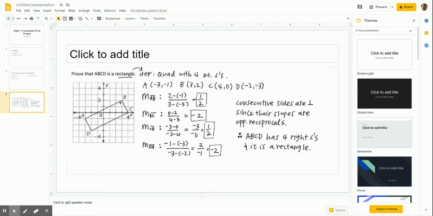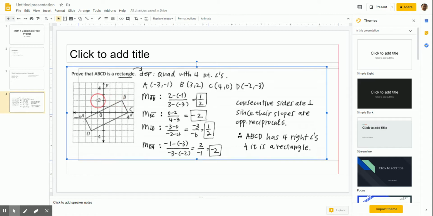When you're coming up with shapes, try to make it look something like this, where it's a little crooked and not just a boring vertical or horizontal lines. Okay, so that's what you're going to need to know for your coordinate proof project.